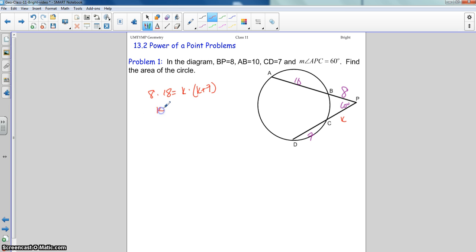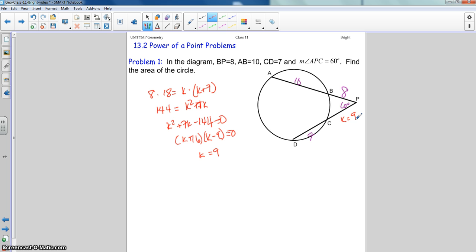And so then doing the math out, this is 144 is equal to k squared plus 7k. And so I get the quadratic k squared plus 7k minus 144 is equal to 0. And so factoring, I get k plus 16 times k minus 9 is equal to 0. And the only answer that I really care about is the positive one, because I can't have a negative distance. So this is 9.